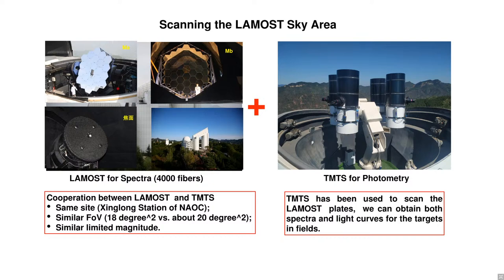So as you can see, LAMOST is a very large telescope. TMTS can provide photometry for the LAMOST objects. Or in other words, most of our TMTS objects can have a lot of spectra. So we can benefit from each other.